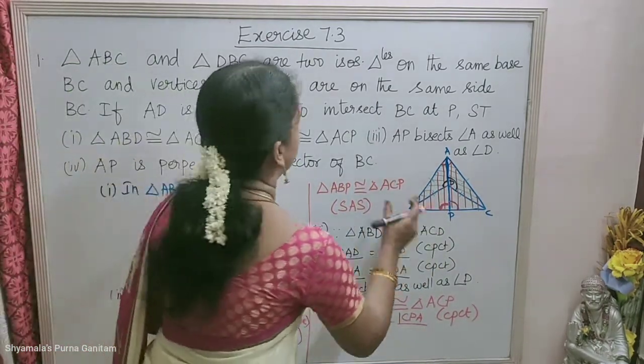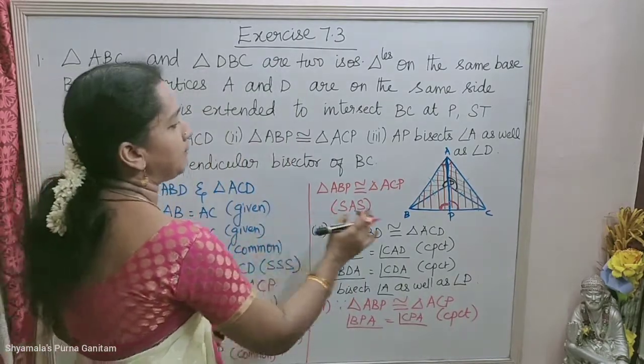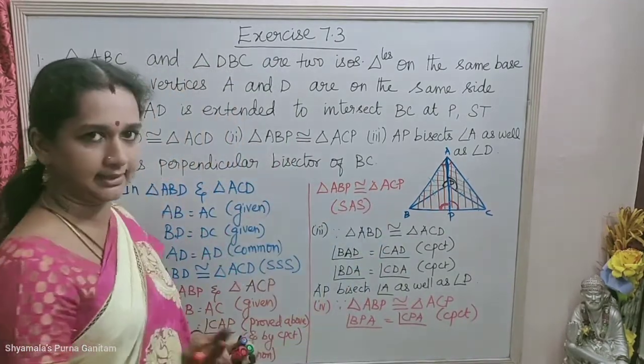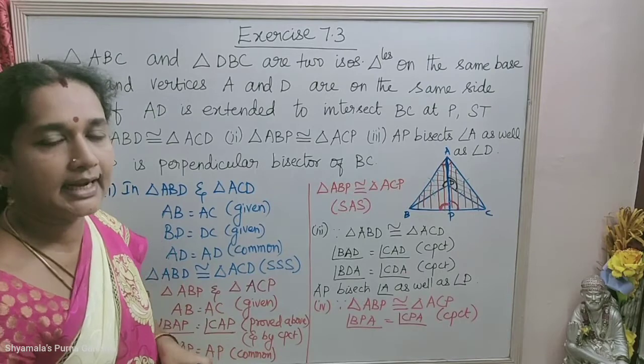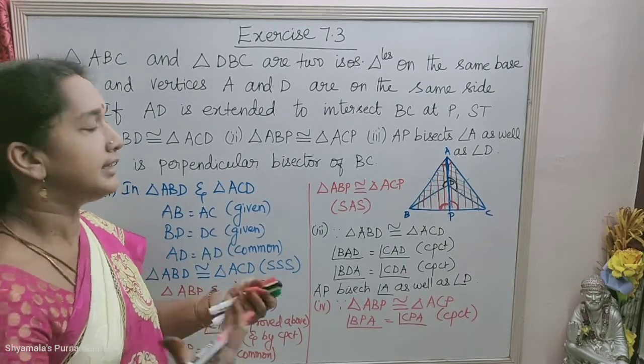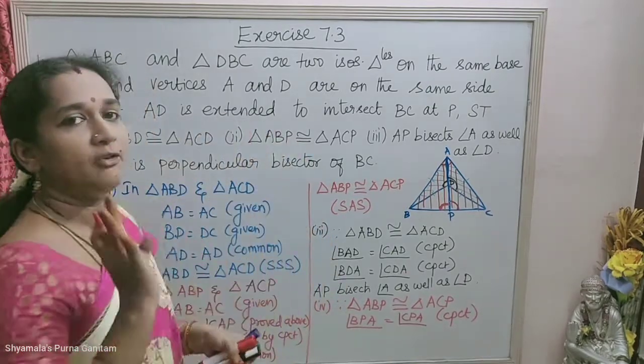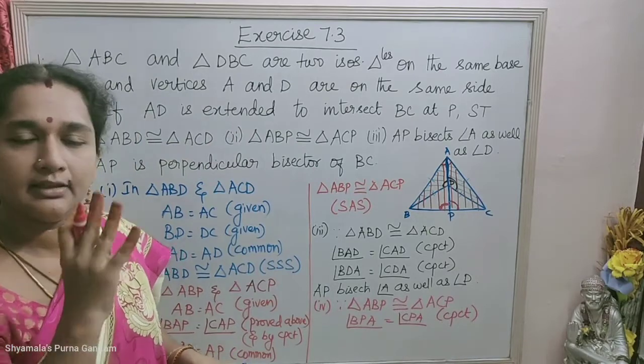Then we are asked to show that AP is the perpendicular bisector. If we say that it is 90 degrees, then we have easily given the proof for the given statement.